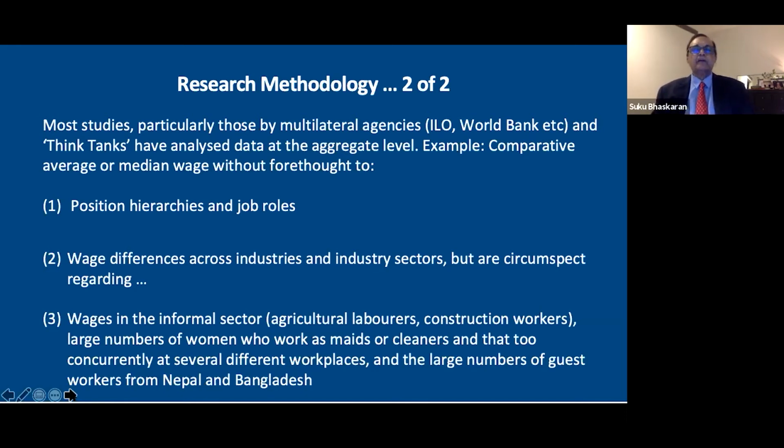And in our review of the literature, they are circumspect. They are not very clear about wages in the informal sector, agricultural laborers, construction workers, and the large number of women who work as maids or cleaners, and that too concurrently at several workplaces. What would be surprising to some of you, as it was surprising to me, is that we are a country with a very high population. Despite that, we have a migrant workforce, particularly women, especially guest workers from Nepal, because they do not need a visa. So there are a lot of women working as cleaners, construction workers and maids from Nepal.